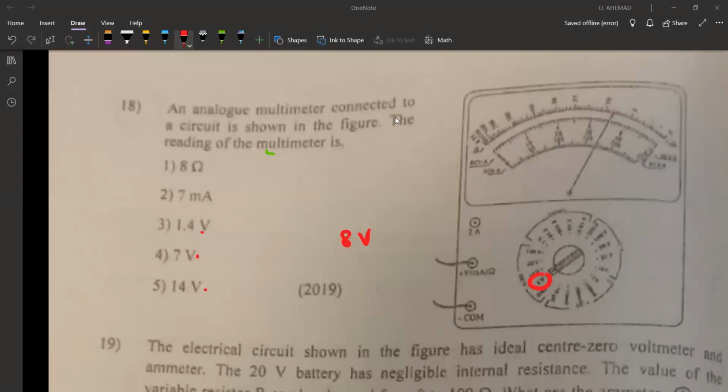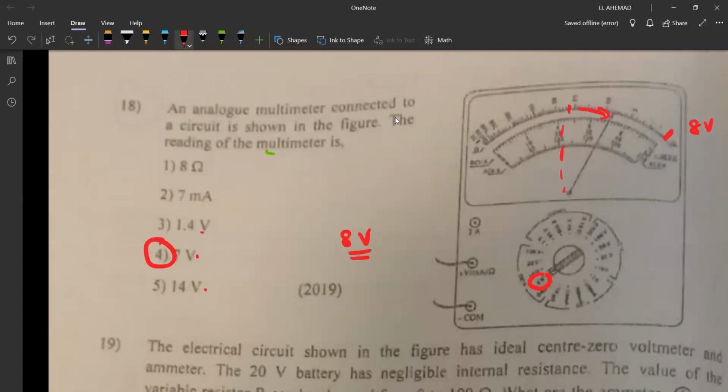Okay, what does that 8 volt mean? 8 volt means the maximum deflection. The maximum deflection is 8 volt. Now, what is the deflection? That is the question. If it is 8 volt, now look, it is more than halfway, right? The deflection is more than halfway. So the possible answer is 7 volt.